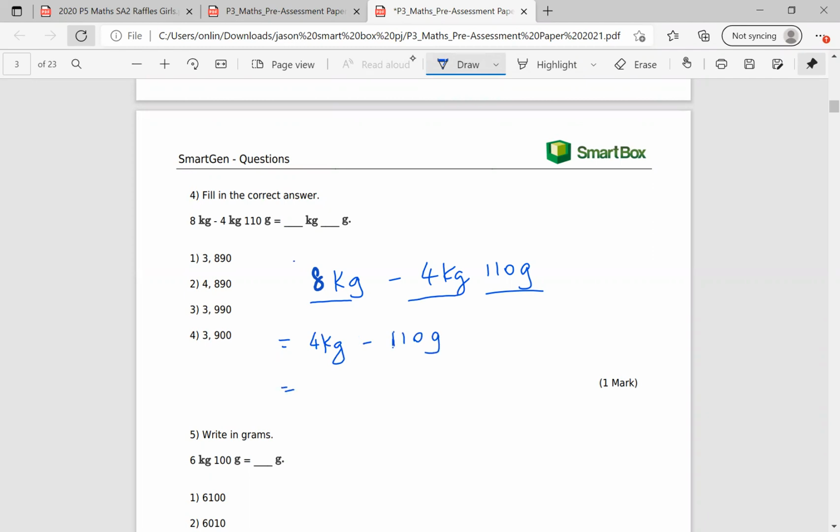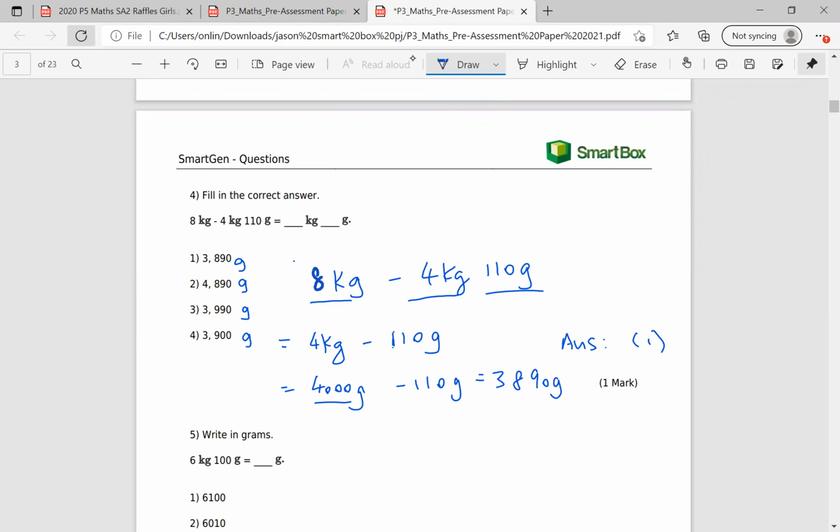In a case like this, I'll suggest that since the answer here is given in a bigger number, all these are actually in gram. So we need to know how to convert our kg to gram, which in this case should equal 4,000 gram. So 4,000 gram minus away 110 gram should give us 3,890 gram. So therefore, our answer for this one is number 1.